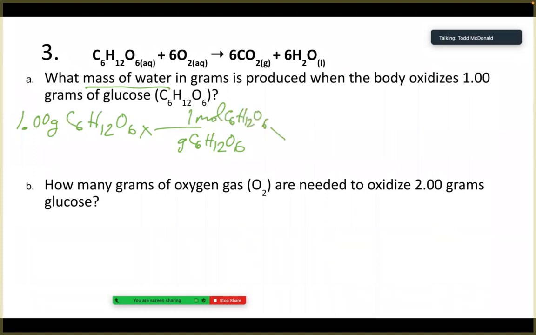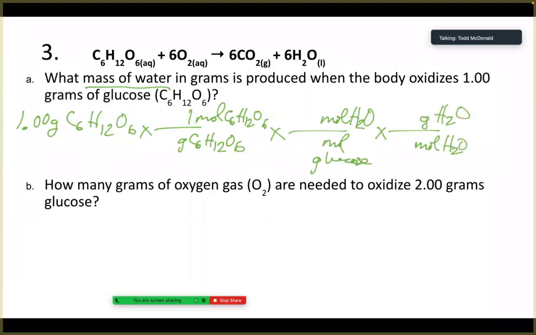C6H12O6. Second step, we're going to use the mole ratio. So get rid of moles of, I'm going to write glucose this time. We're going to change it to moles of water. Third step, get rid of moles of water. We're going to go to grams of water. Anytime you're dealing with molar mass, you're always going to put 1 next to moles.